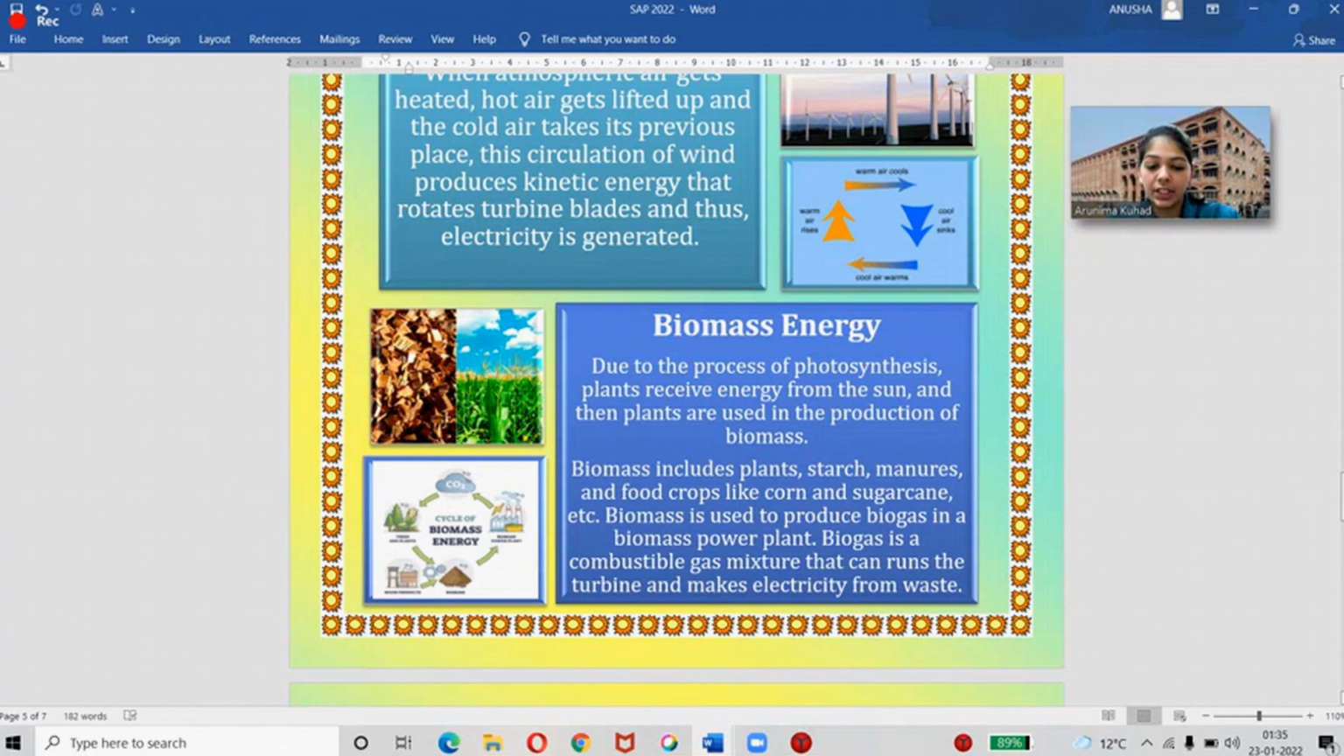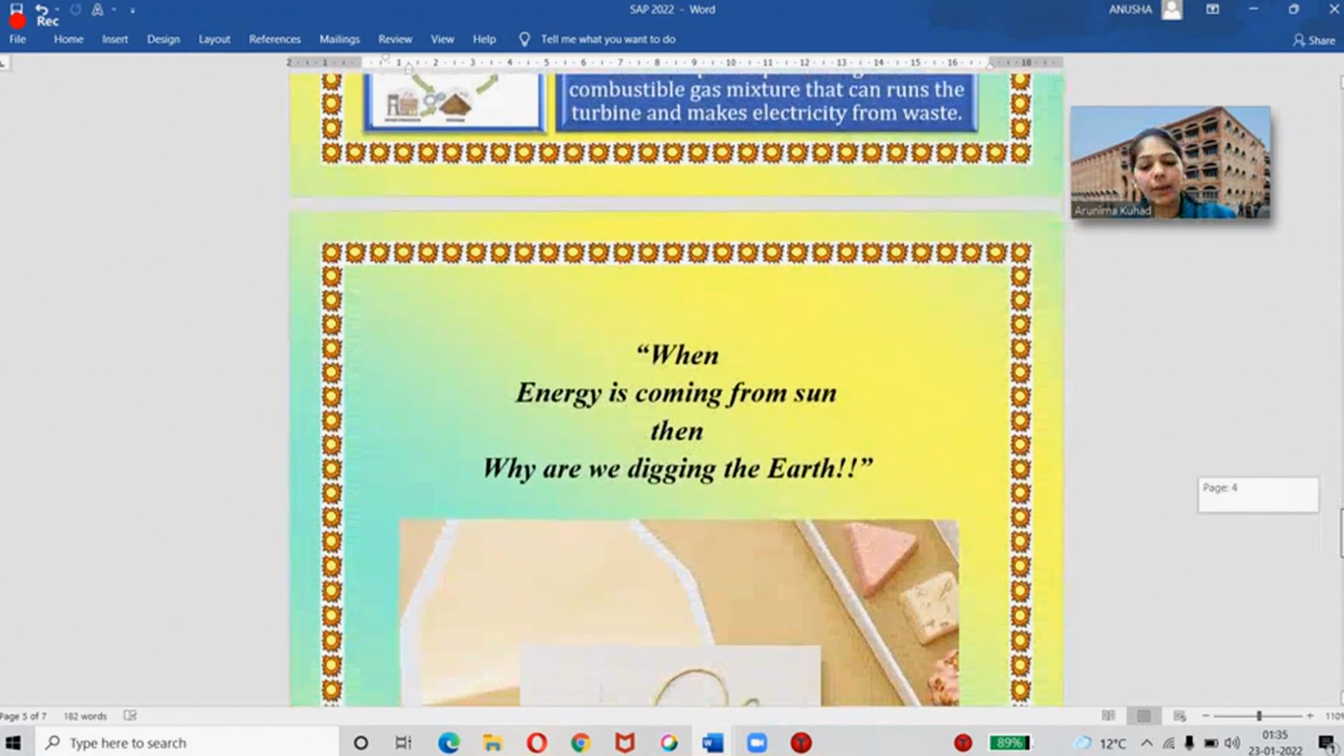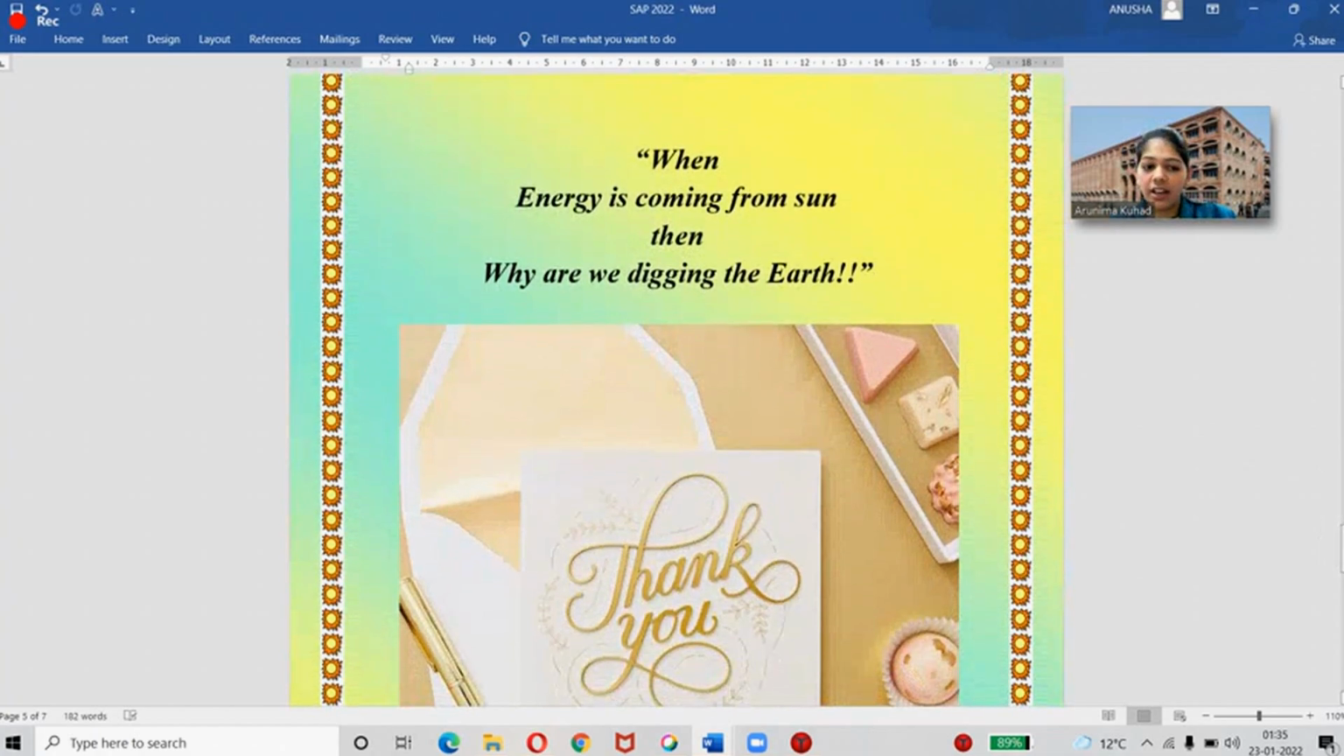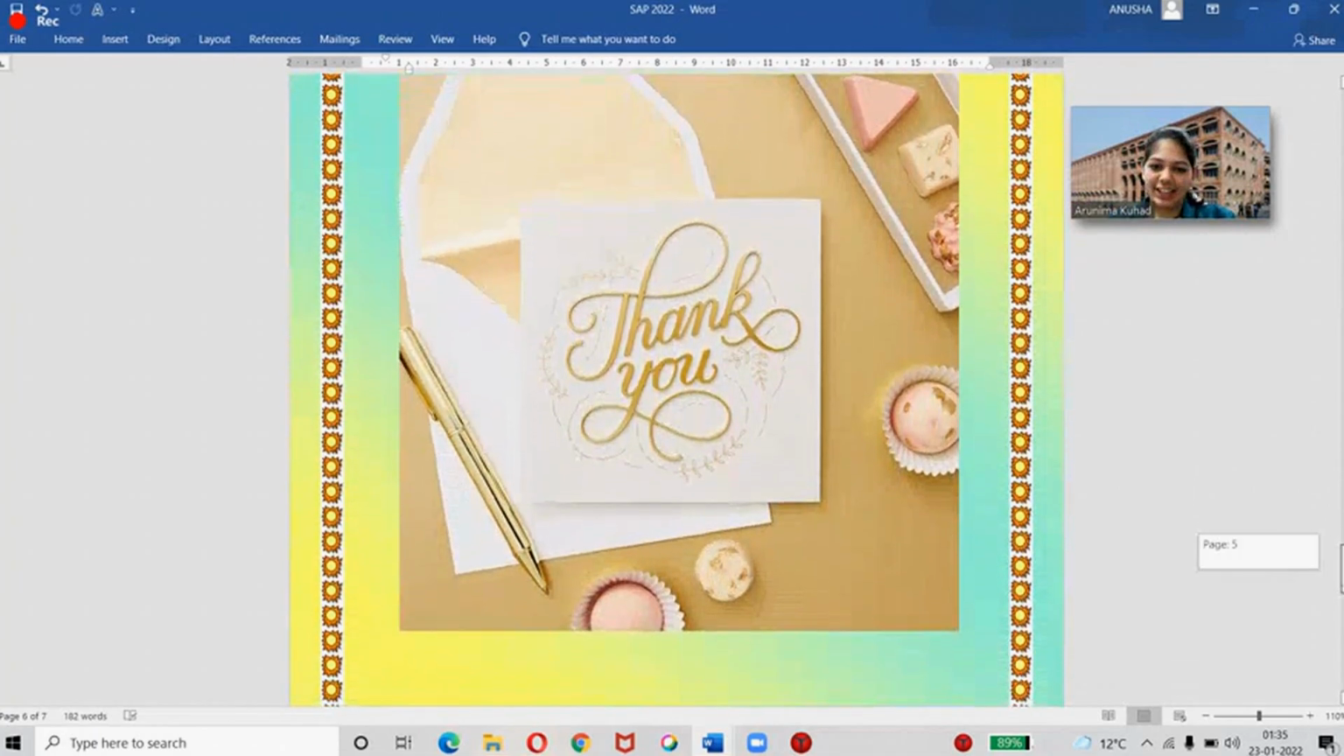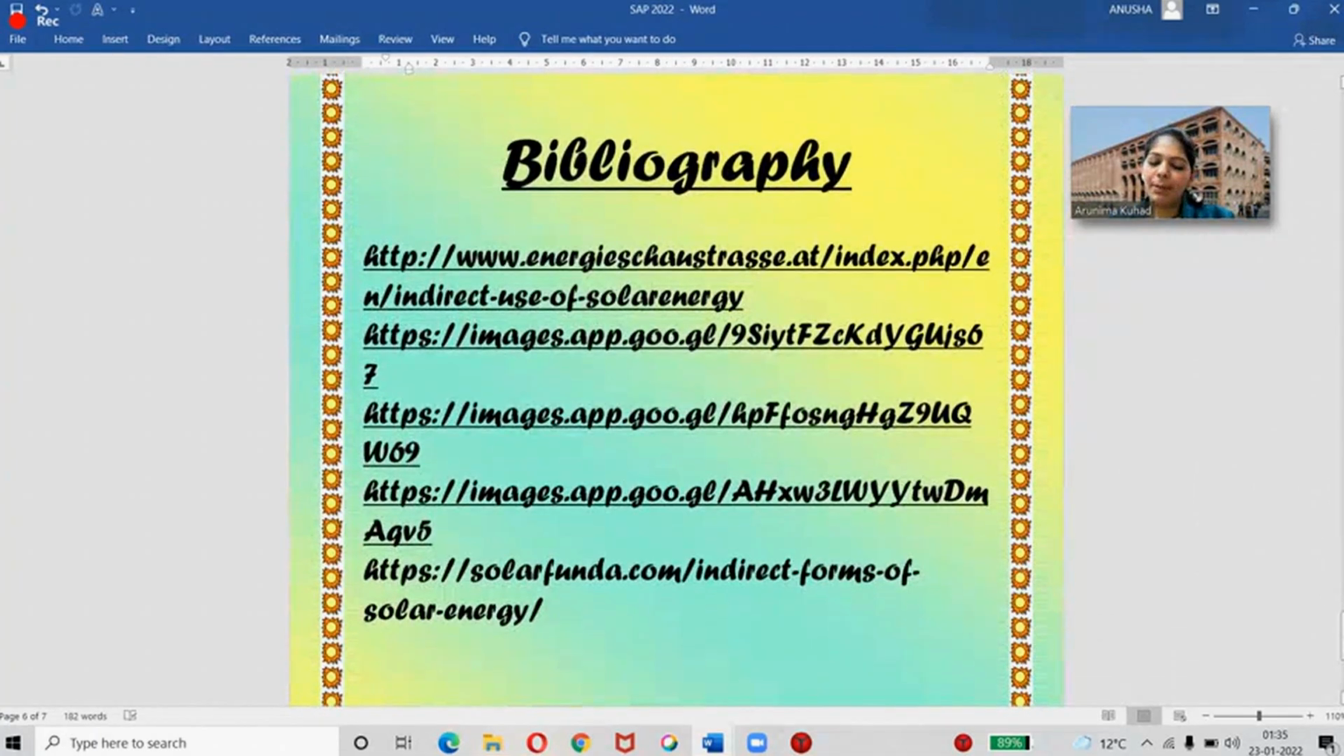Biomass is used to produce biogas, which is a combustible gas mixture that can run the turbine and make electricity from waste. It is also used as a vehicle fuel and for heating as well as cooking. To conclude, I would like to say, when energy is coming from the sun, then why are we digging the earth? Thank you and have a nice day ahead. Bibliography.